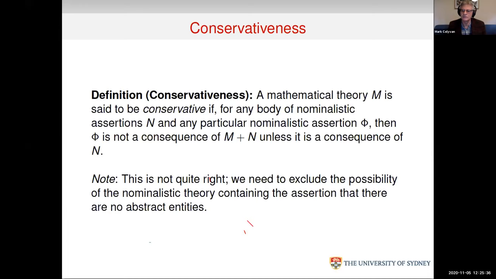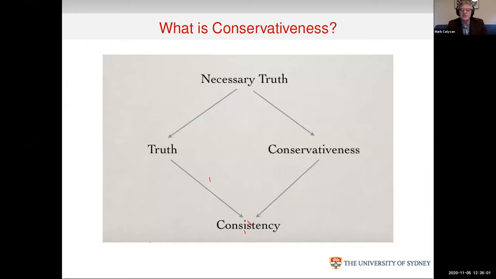I hope that's clear. Now, is mathematics conservative? That would be a nice thing. And I think the case Hartree makes for this is that it would be a very good thing for mathematics to be conservative in this sense. It remains to be shown that it is in fact conservative. And again, just to get a sense of what conservativeness is, and this again comes from Hartree, I think even this diagram is from Hartree.